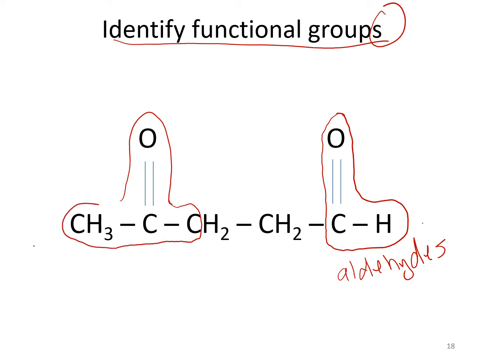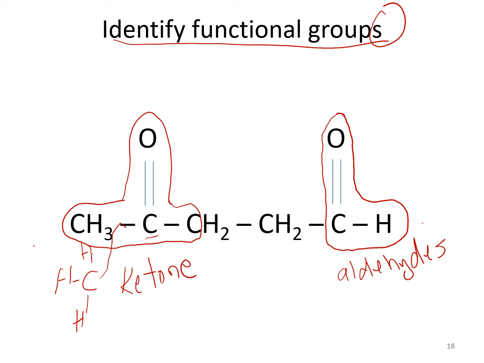What's attached on the left is, again, if we imagine this was drawn all the way out, attached directly to this other carbon, not the hydrogen. So if we have a carbonyl, the carbon of the carbonyl attached to two other carbons, that makes this a ketone. So this compound has two functional groups.